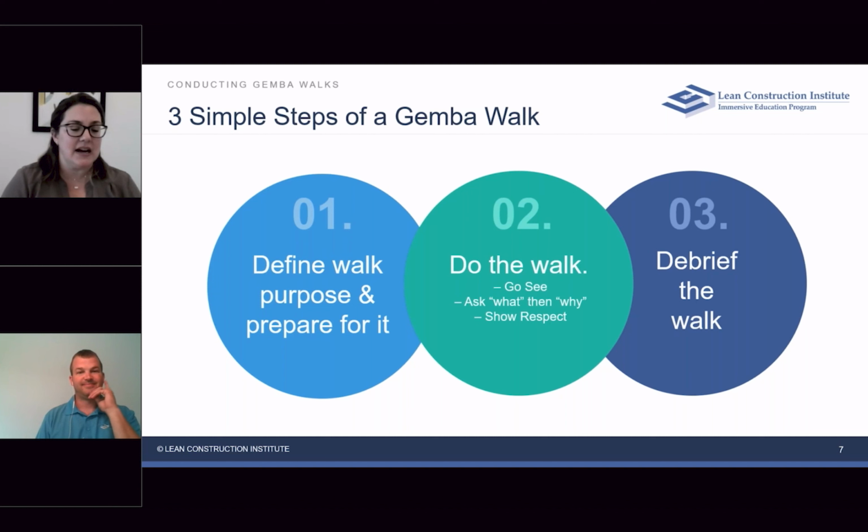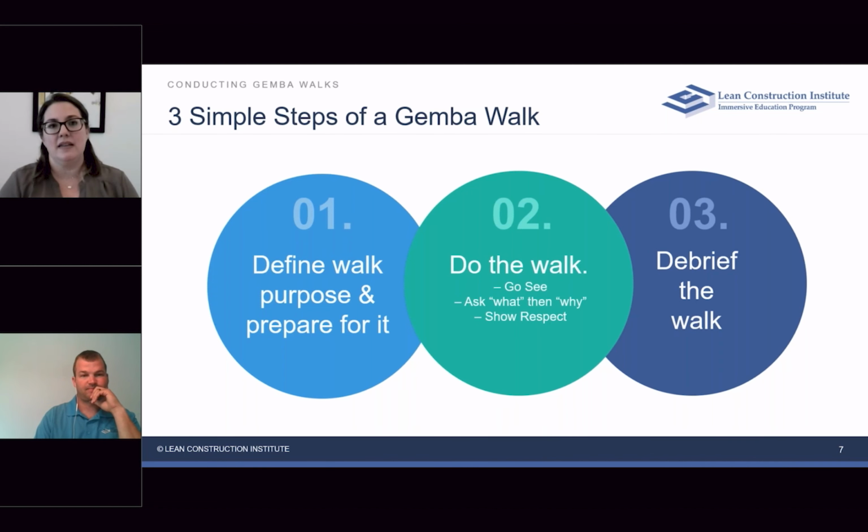Are we going to further understand a problem that we're having? Is it to see how a process is being implemented and how it's actually being implemented in the field? Identifying that ideal state and then going and seeing the current state so we can think about the gaps in between. And you want to prepare for it. If you're going to observe a process, if you're going to look for 8 wastes, you want to do some preparation and understanding to know what you're going to look at or what you're looking for as far as that process or those wastes. Then you go and do the walk.